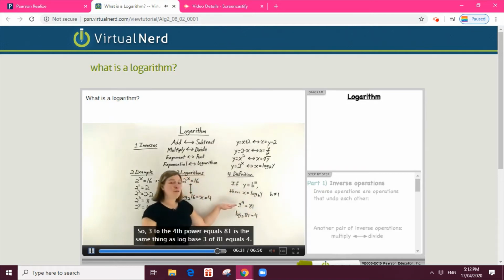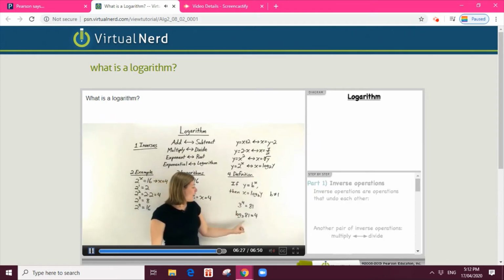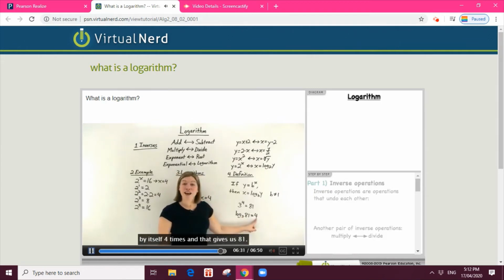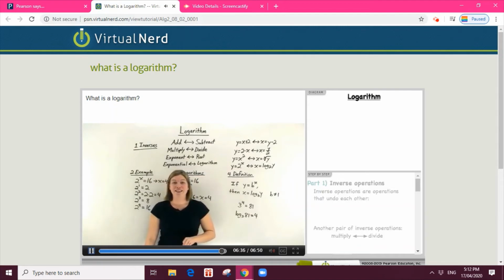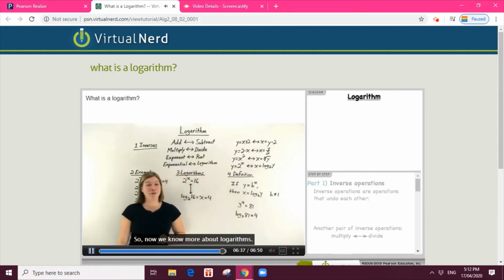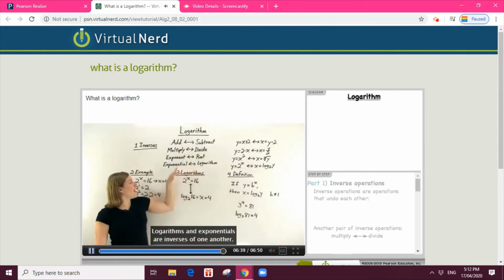So 3 to the 4th power equals 81 is the same thing as log base 3 of 81 equals 4. Here we're saying we take that base of 3 and we multiply it by itself 4 times, and that gives us 81. So now we know more about logarithms. Logarithms and exponentials are inverses of one another.